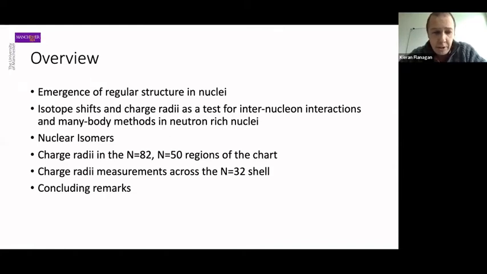I'll also talk a little bit about nuclear isomers and their role, and perhaps what they can offer as a way of isolating some of the effects and removing some of the systematic errors associated with charge radii measurements as well. And then focus on the shell closures at N equals 82, N equals 50, and also the new shell closures at N equals 32. And then some concluding remarks.